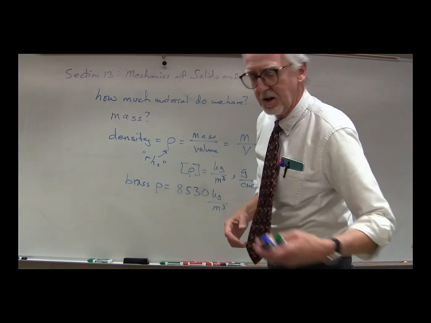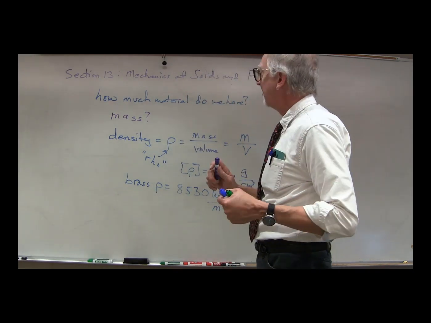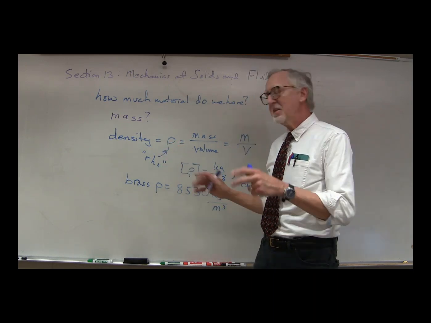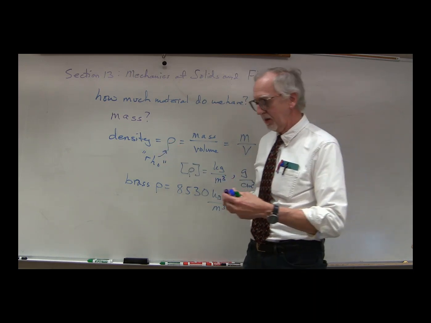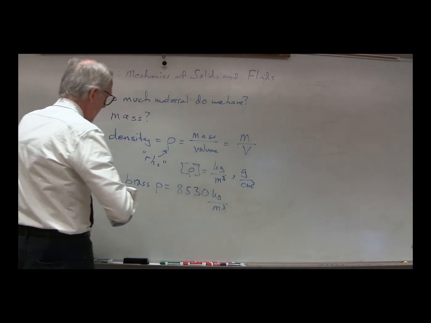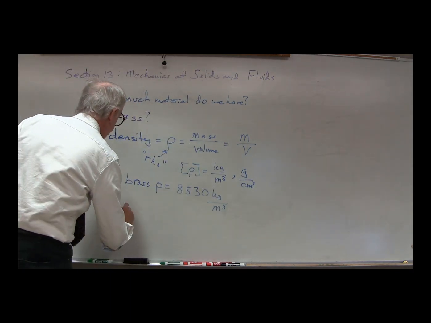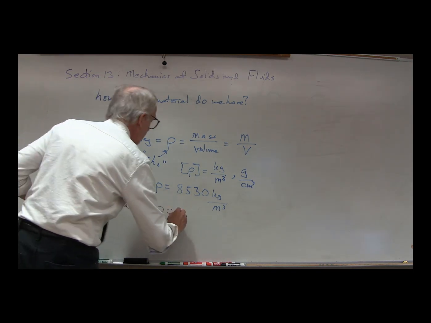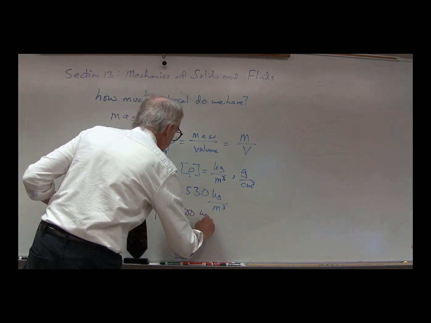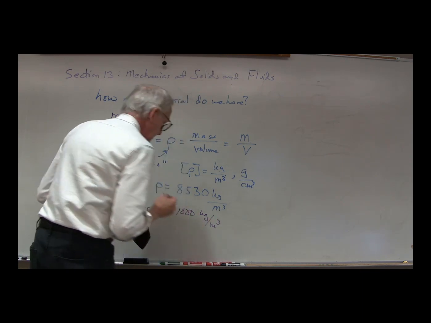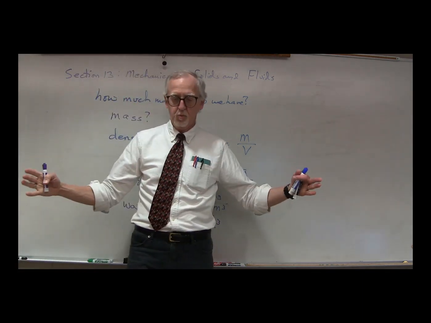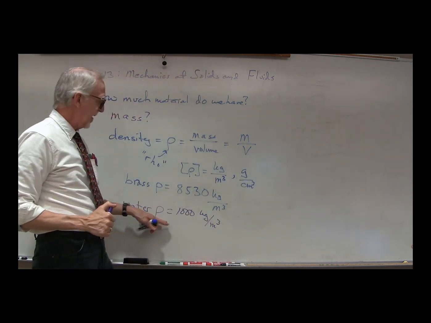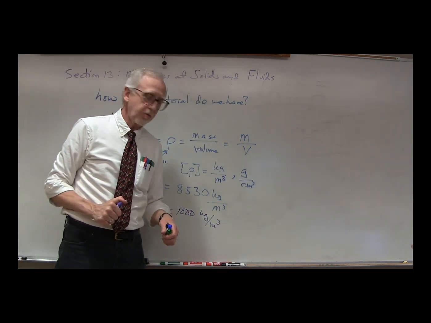For water, and likewise, density of things will depend on the temperature, but typically around room temperature, which is what we'll be worrying about most of the time, the density is around 1,000 kilograms per cubic meter. Again, if we had a 1 cubic meter volume of water, it would have a mass of about 1,000 kilograms.